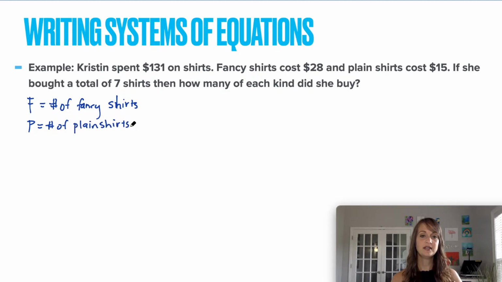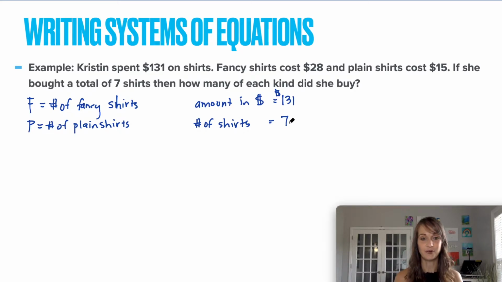Now, there are two things going on. We know the amount in dollars that she spent, and we know the number of shirts that she bought. The amount that she spent was $131. And we also know that she bought 7 shirts. This is actually going to open up how you write the two equations for this.